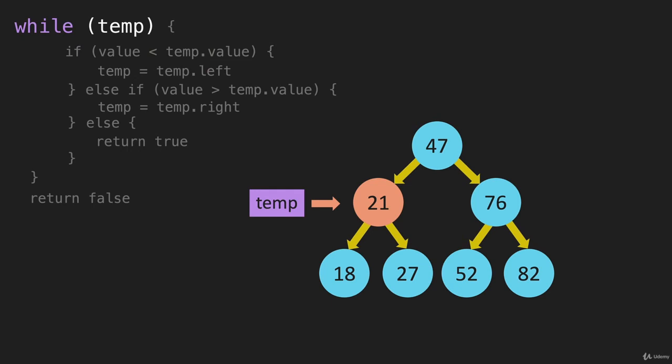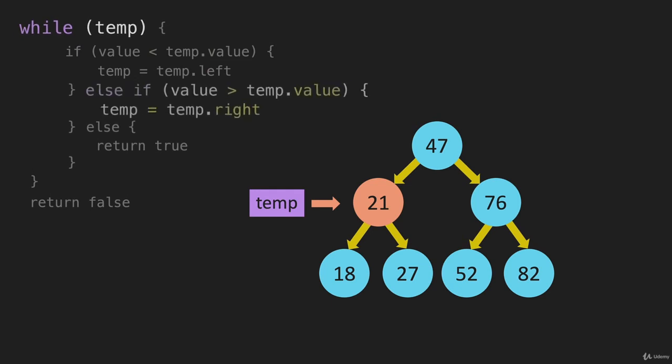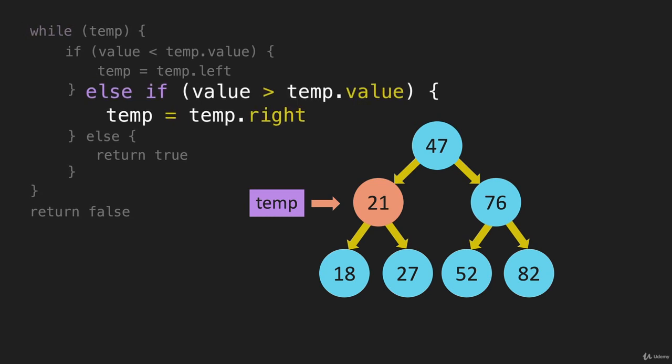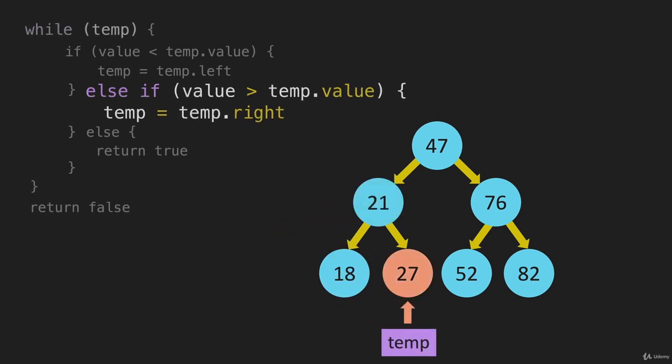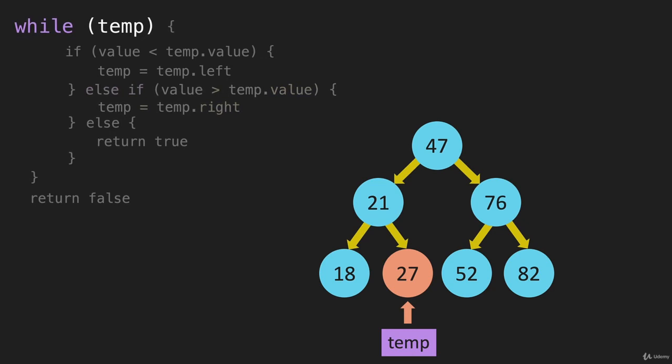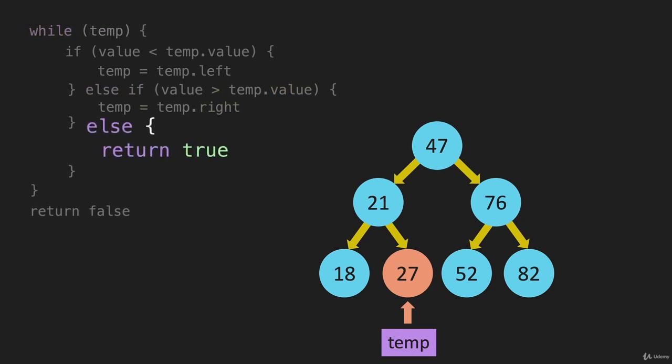Then that's going to cause us to run our while loop again. This time the number we're looking for is greater than. So else if the value is greater than, we're going to say temp equals temp.right, which moves that down to there. That's going to cause us to run the while loop again. In this case, it's equal, and we're going to return true. So let's look at another scenario.